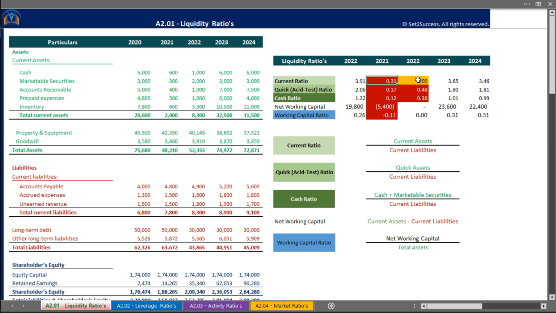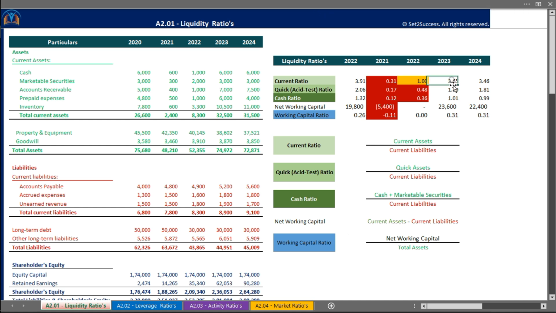7,800. In 2022, the ratio improves to 1. If the ratio is 1, this means your total current assets are equal to your total current liabilities. Over here the total current assets are 8,300 and your total current liabilities are 8,300.